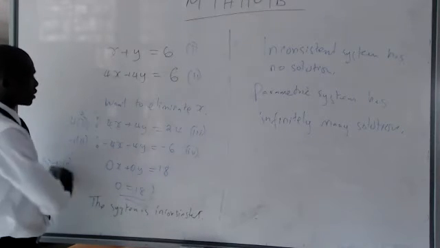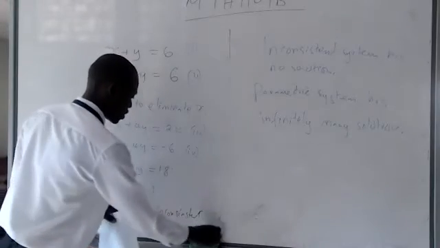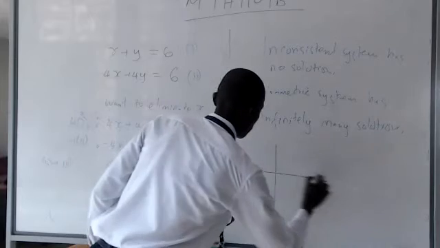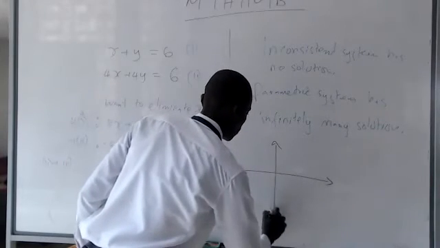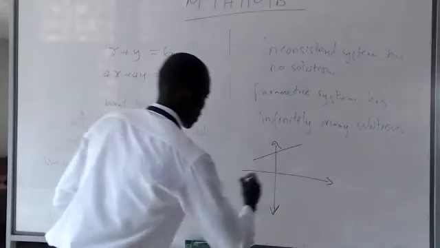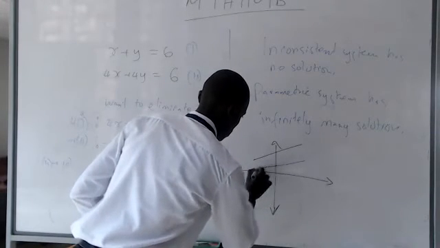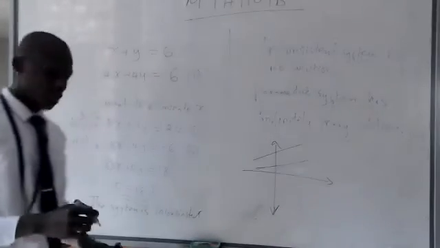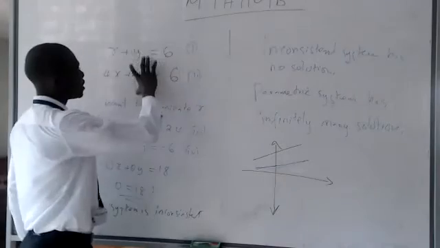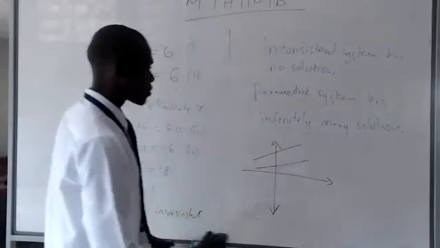It's inconsistent. Let me give you a graphical presentation of these two systems. So the inconsistent one is where you will have maybe one system, the graph is there, and another one has a graph there. And they are parallel lines. They will never meet anywhere. This is for an inconsistent system. When you can represent these graphs as parallel lines, you will never have a solution.